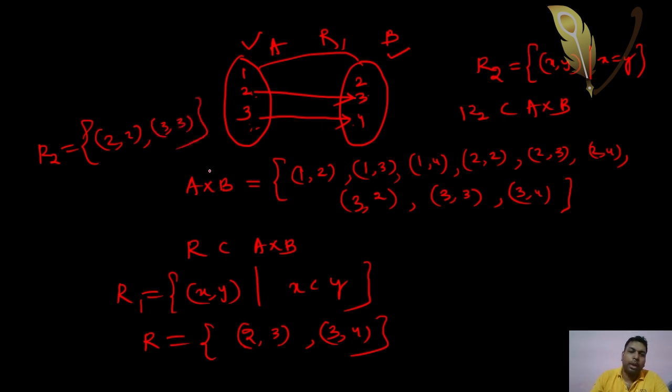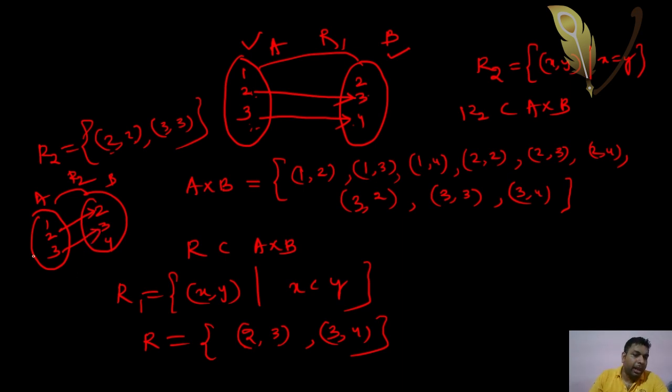Now you can see we can make another relation between A and B. Here this is A, this is B. Elements of A are 1, 2, 3. Elements of B are 2, 3, 4. Since the relation R2 says that 2 is related with 2, and 3 is related with 3, we say that an element of A is related with an element of B by this relation R2. So relation means a few elements of A, or every element of A, is related with a few elements of B, some elements of B, or every element of B. Then it is called a relation.